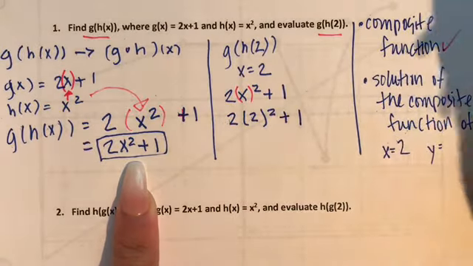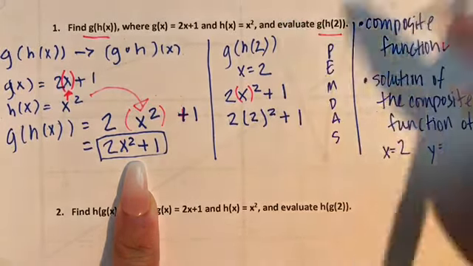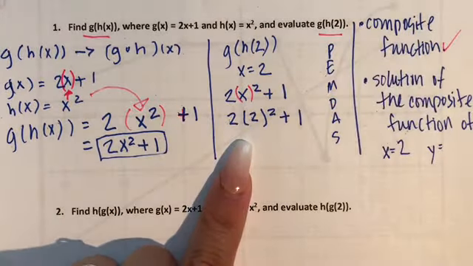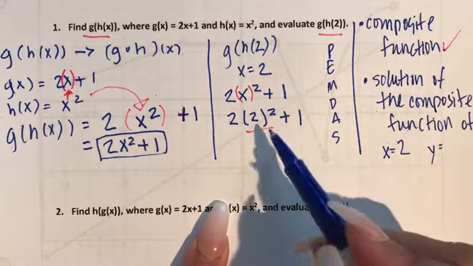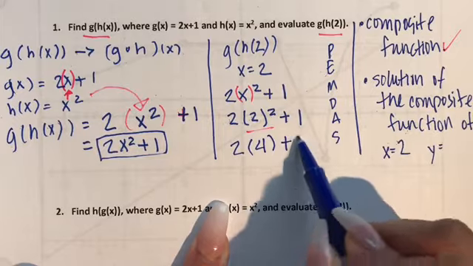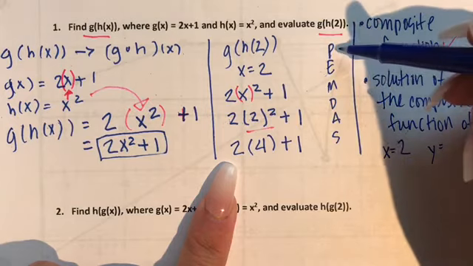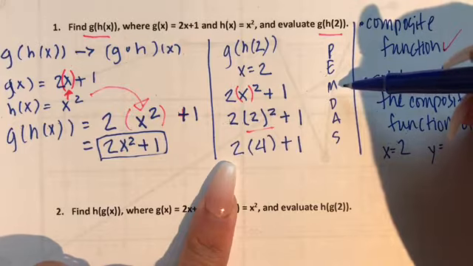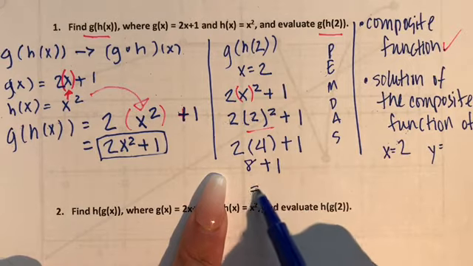We want to work with order of operations. We want to work in the parentheses first, and then we want to work with exponents. The first step is the x squared, which now becomes 2 squared. So I have 2 times 4 plus 1. Then I'm going to restart PEMDAS. I'm going to look at the parentheses. I've done with the exponents. Now I have multiplication. 2 times 4 is 8 plus 1. The solution is 9.